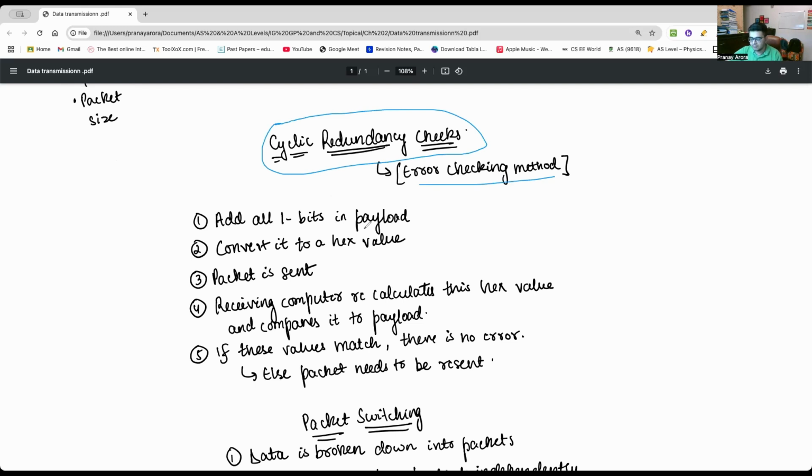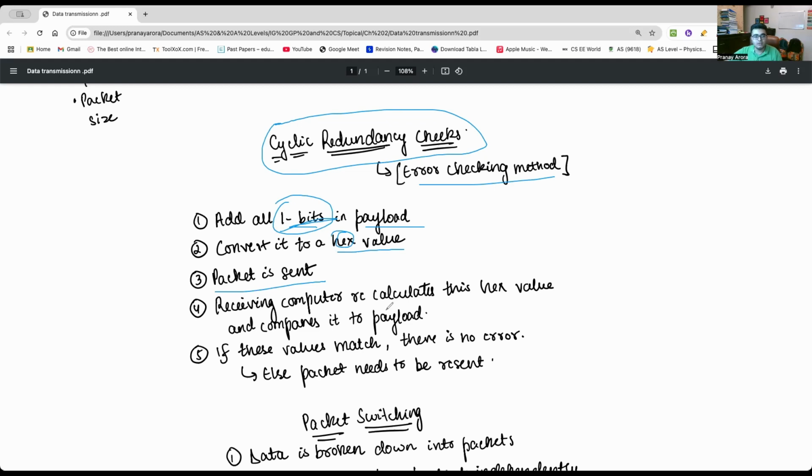So obviously in computers, everything is stored in binary, in zeros and ones. So a packet also has its own binary value. So in the payload, we are going to add up all of the one bits, because the payload contains the actual data of the packet. So we'll add all of the one digits, right? And then we'll convert it to a hex value. Once we convert it to a hex value, we send the packet over the internet.